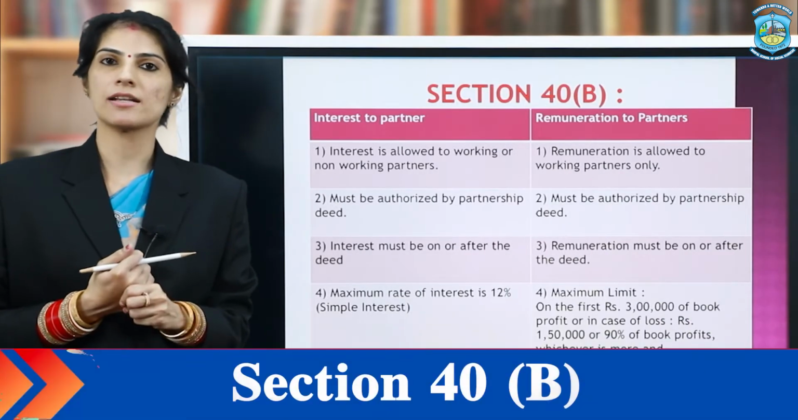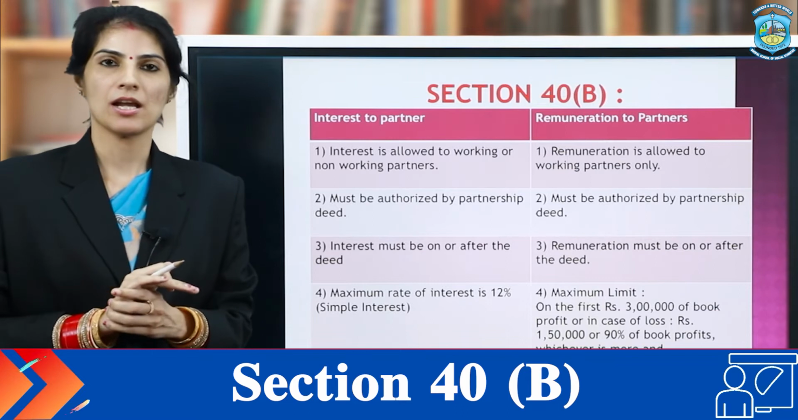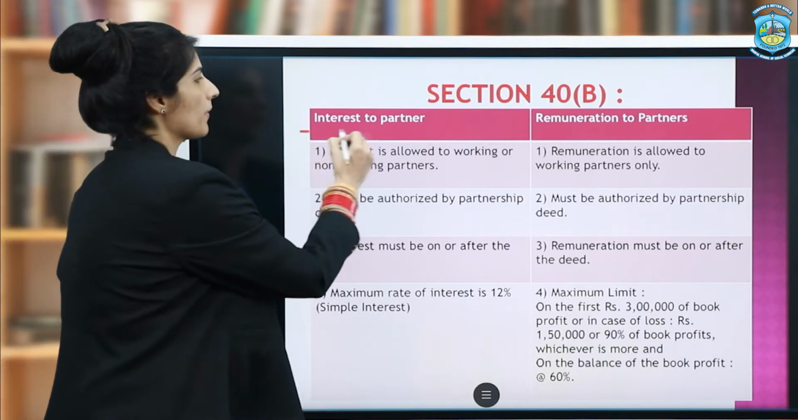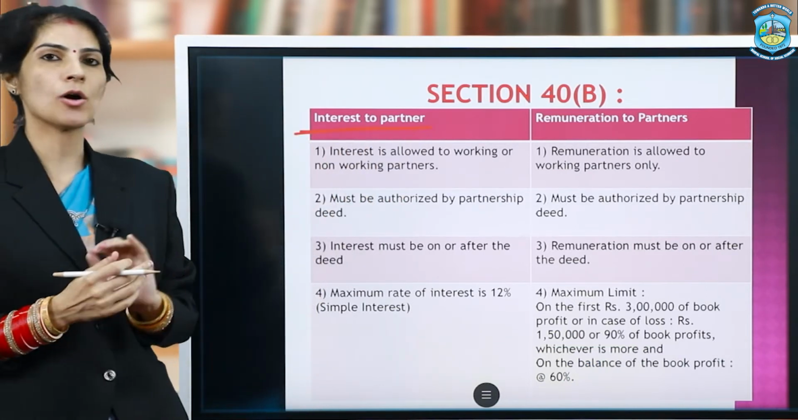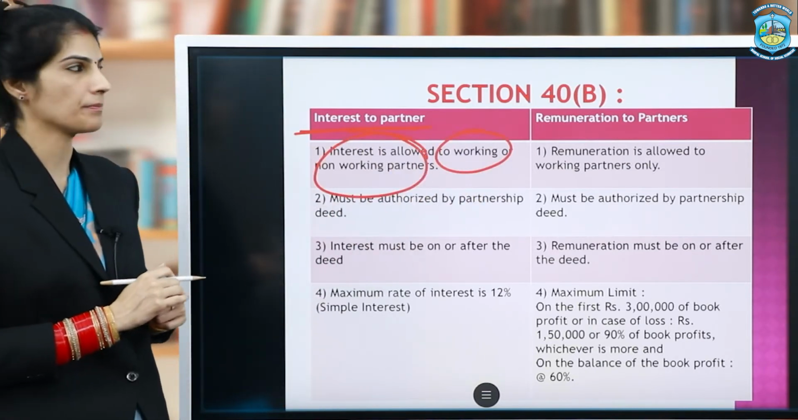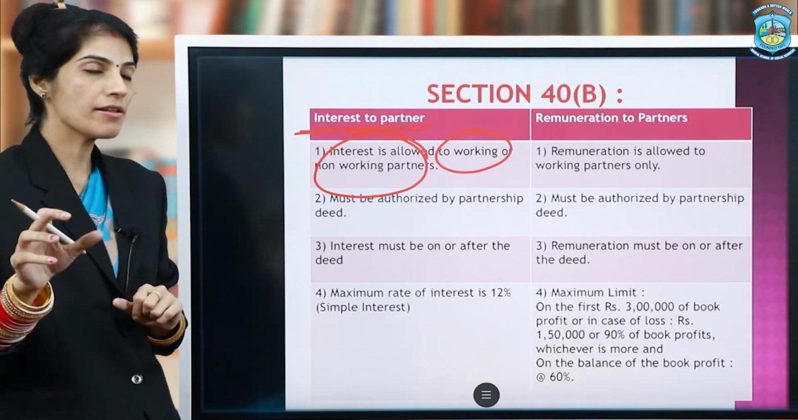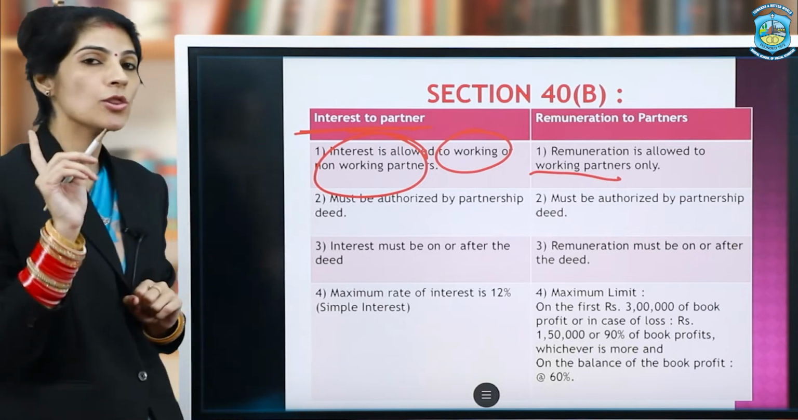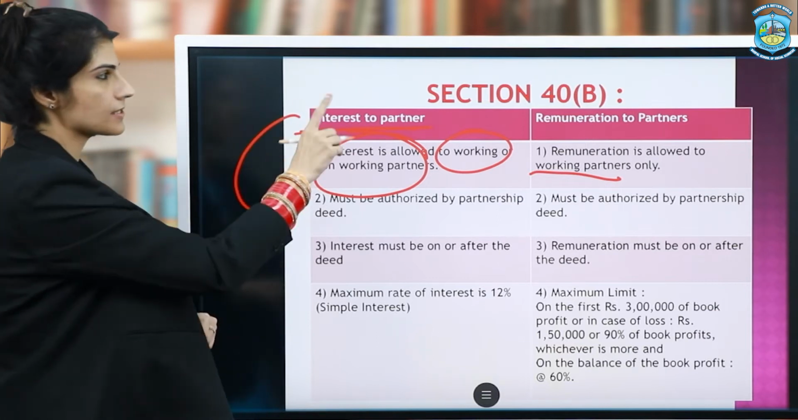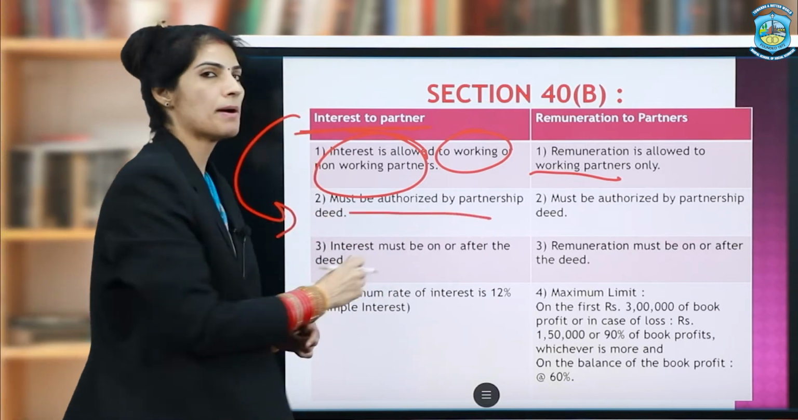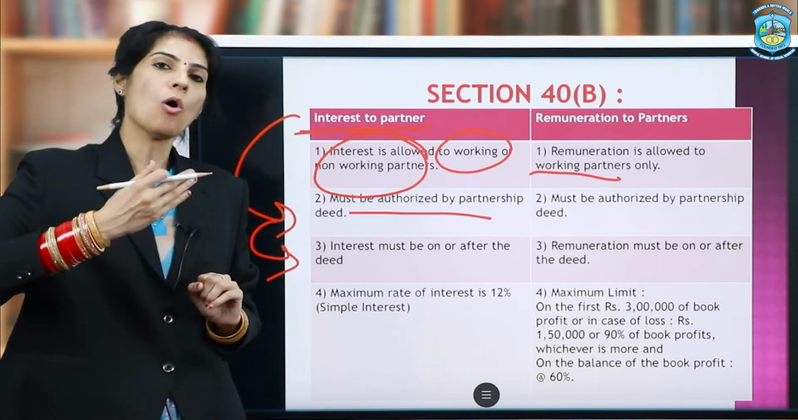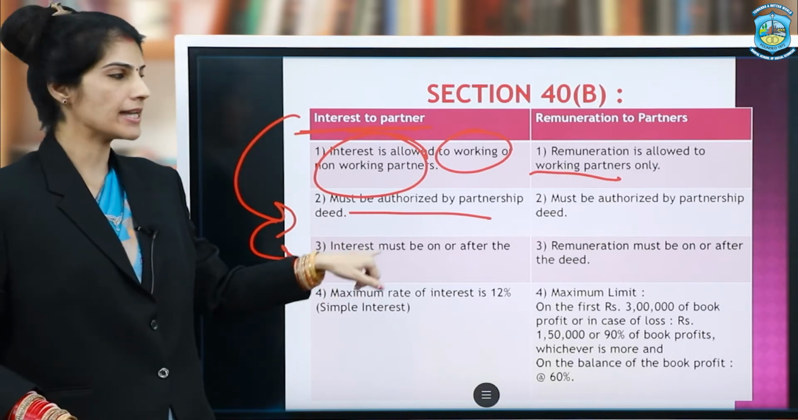Now let us discuss the provisions under Section 40B. The provisions under Section 40B are related with interest and remuneration. So always remember, when we are talking about interest, interest is allowed to both styles of partners, whether it is a working partner or a non-working partner. And when you talk about remuneration, remuneration will only be given to the working partners. It will not be given to the non-working partners. Always remember, both interest as well as remuneration should be authorized by the partnership deed. When you talk about interest, it must always be paid on or after the partnership deed formulation.